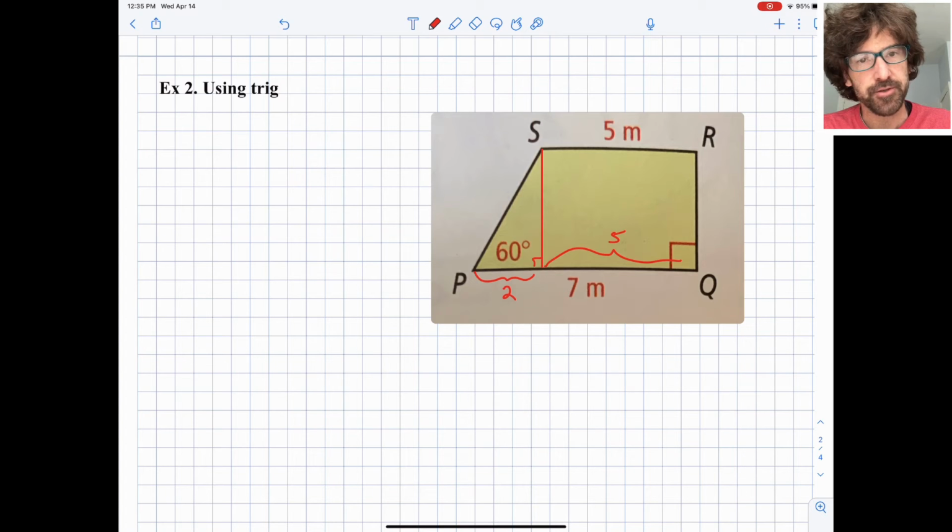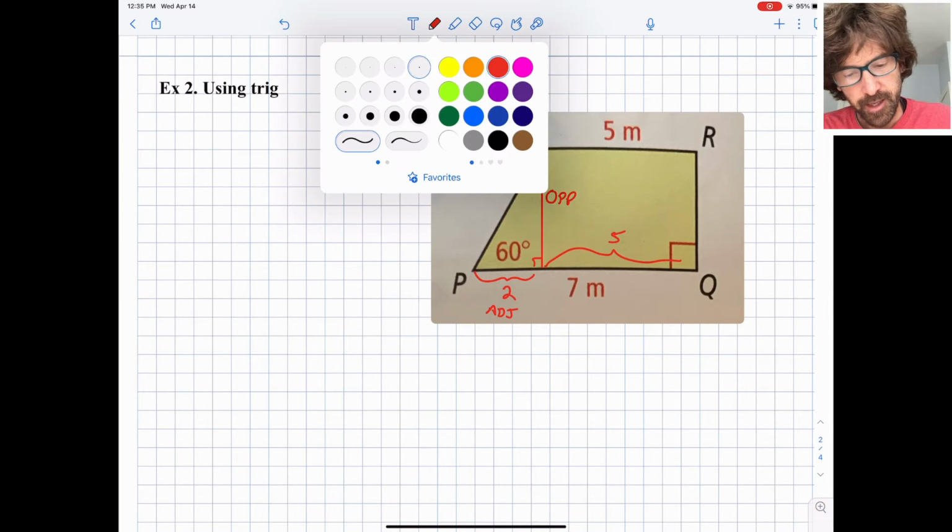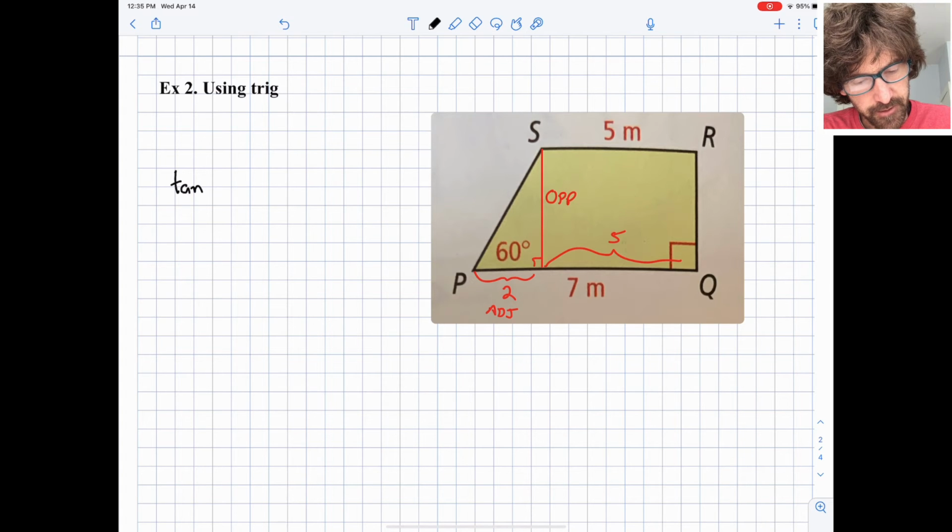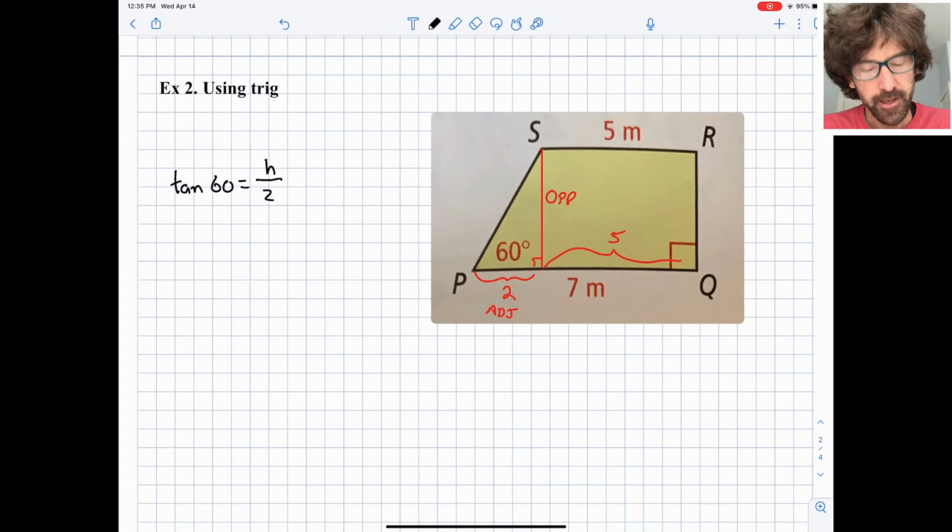We can use trigonometry to find that. This is our opposite side, and this is our adjacent side, and so we're going to use our tangent function. And we can say that the tangent of 60 degrees is our opposite side, which is our height in this case, divided by 2. We can multiply both sides by 2.